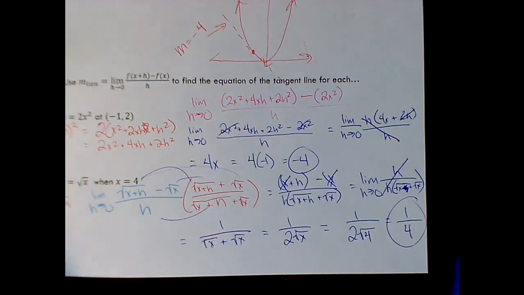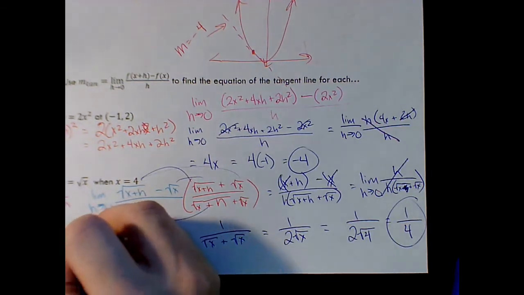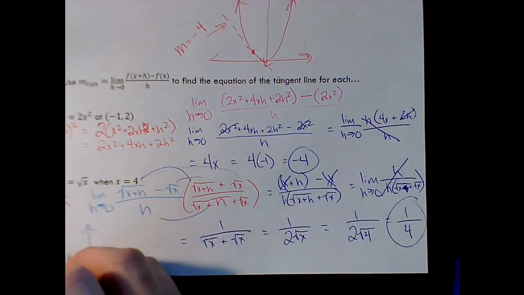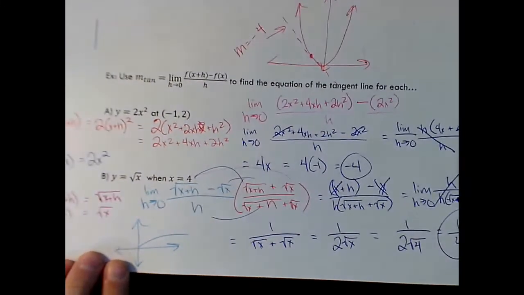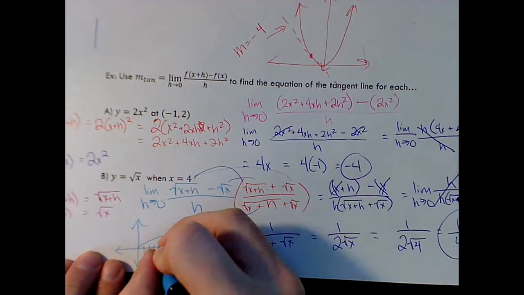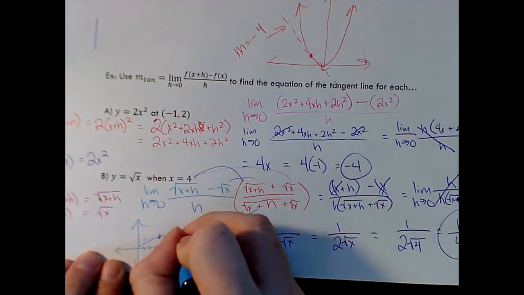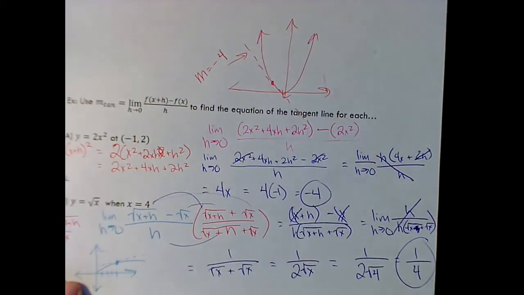And again, if you want to look at that graphically, it looks like that. So when I plug in 4, so 1, 2, 3, 4, the slope of the tangent line is going to be a nice, very shallow line with a slope of 1/4.